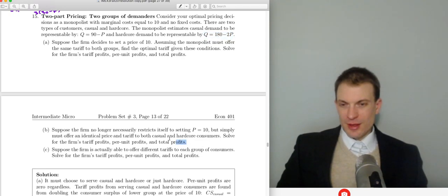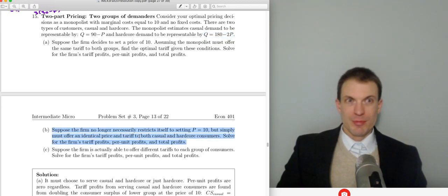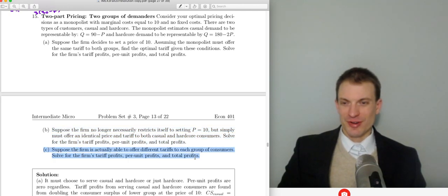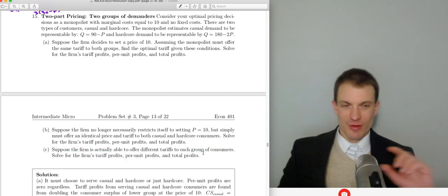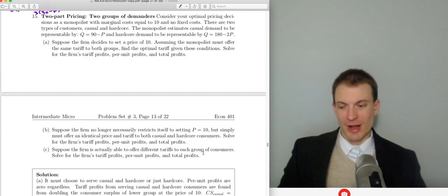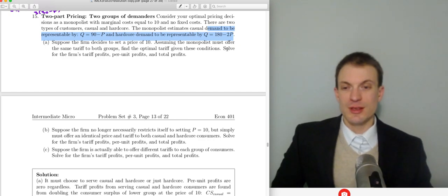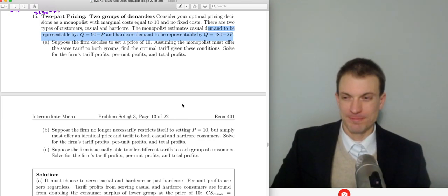Then part B, this is going to be where I'm going to come up with the optimal access fee to be based on the consumer surplus of the low group at whatever is that optimal price. And then part C, suppose I'm able to offer different tariffs to each group of consumers. This is where I can separate them. Well, that's where I'm going to have two different homogeneous groups of demanders. So I'm just going to set price equal to 10 in both groups, and then find the consumer surplus in each of the two segments, and then that's going to be each's respective access fee.